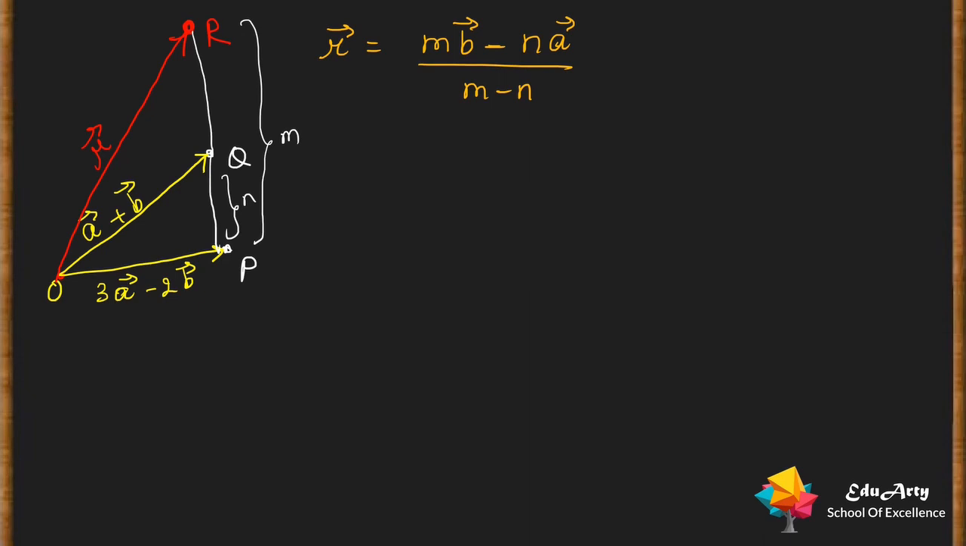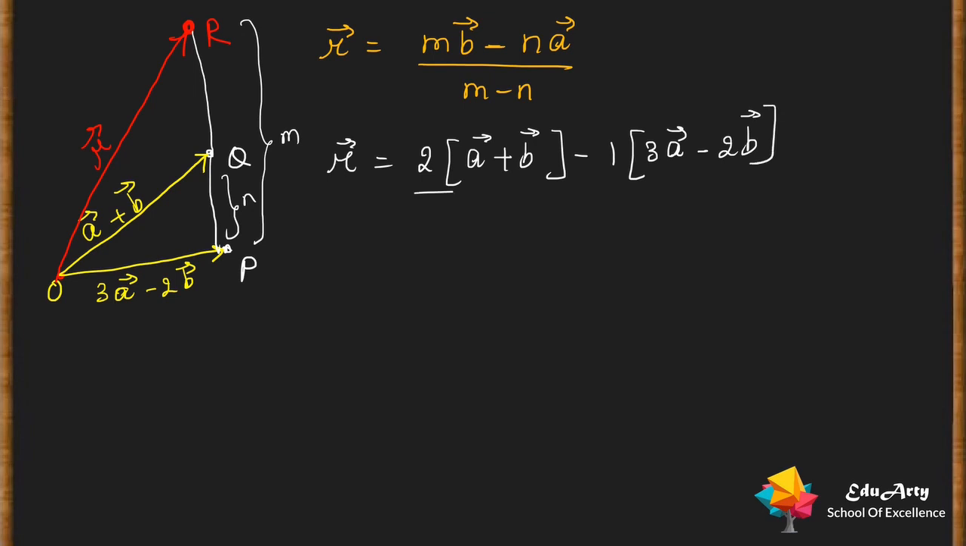So देखो, pr by pq, pr by pq 2 is to 1 दिया है ना, so simply what we will do here, r vector is equal to m will be 2, pr तो 2 ही है ना आपका, वही दिया है ना आपको, so 2 into bracket a vector plus b vector minus 1 into bracket 3a vector minus 2b vector divided by 2 minus 1. So then r vector क्या आएगा आपका?